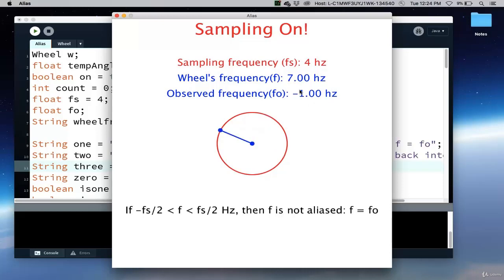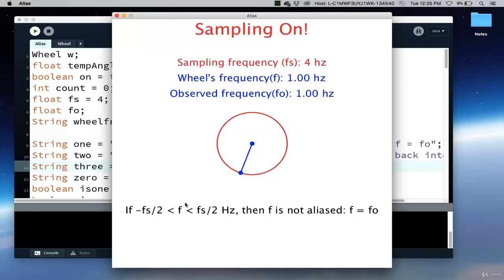A couple of observations. One observation is that if my frequency is between negative fs over 2 and positive fs over 2, where fs is the sampling frequency, then there's no aliasing. Let's go back down. Since the sampling frequency is 4, if I'm between negative 2 and positive 2, the observation and the frequency match up. Everything matches up, so there's no aliasing. But if I'm outside of this interval, then there's aliasing.